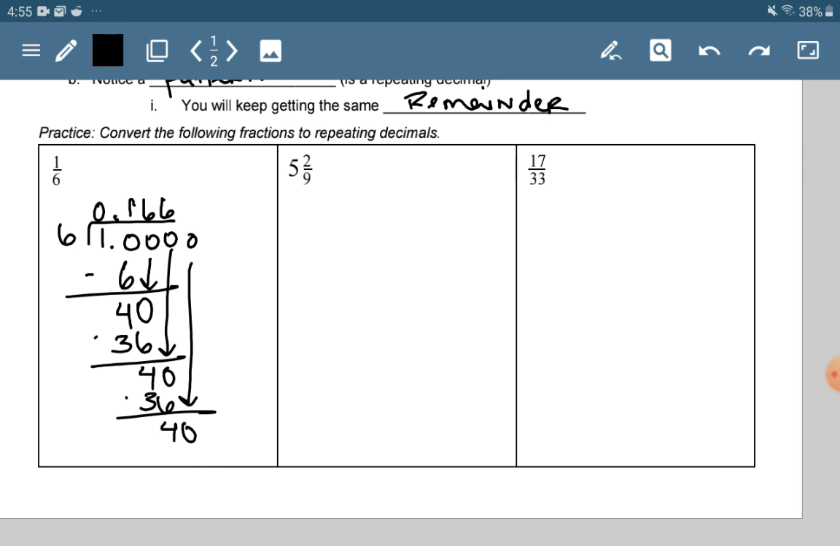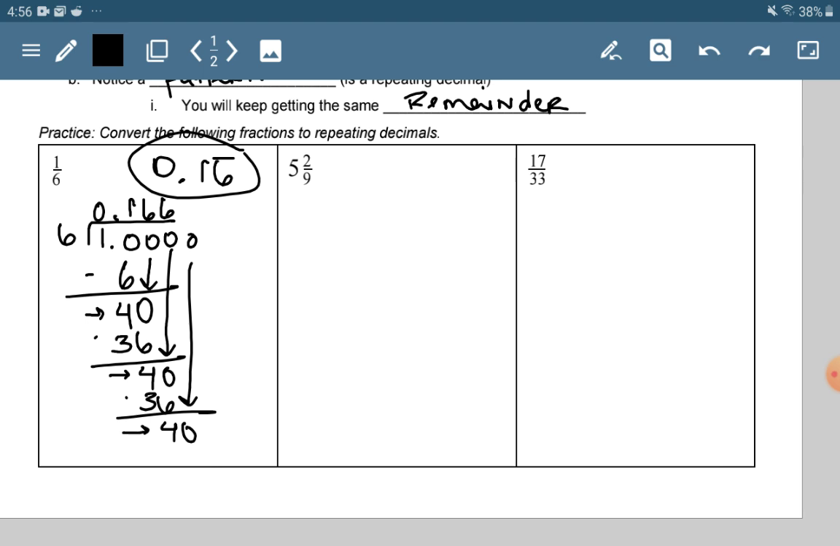What you should notice at this time is I've gotten the same remainder 3 times in a row. A pattern has been established. The thing that's going to keep repeating is this 6. So when I write my number, I'm going to put the 0.1, but when I write my bar, the only number that continues is the 6. So the line goes over the 6 only. My answer is 0.1, and the 6 repeats.